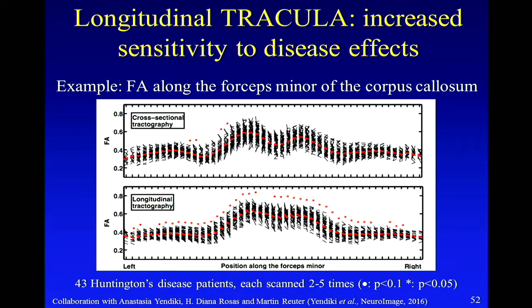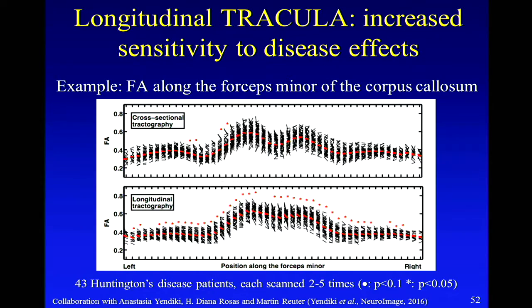We can play the same longitudinal game with these tools. Because diffusion is so ill-posed and so sensitive to noise, we actually get a bigger win here. We get about a factor of 10 decrease in the number of subjects that we need in order to see effects in serial diffusion scans versus treating them cross-sectionally. This is, again, 43 Huntington subjects. This is the forceps minor, so left hemisphere, right hemisphere. Here it's going through the callosum.